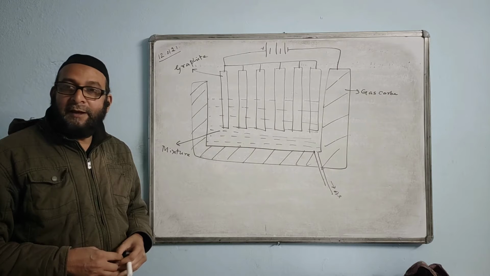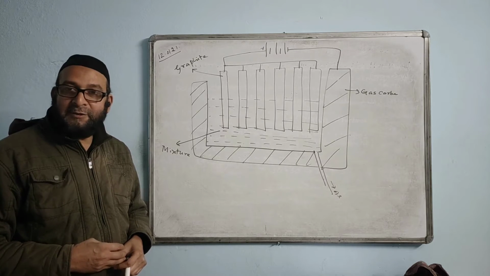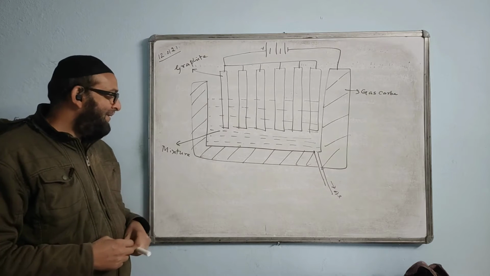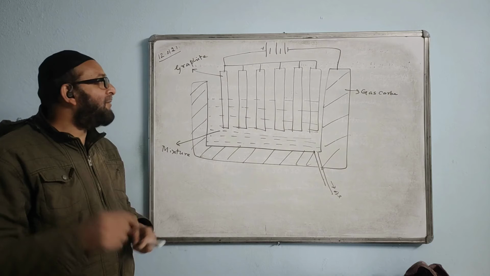F6, not E. F6. 5 after 5 comes 6. That's 6. Okay. Now another one.